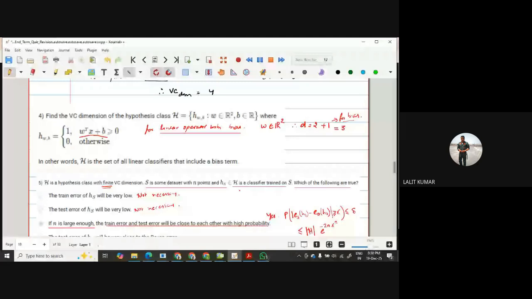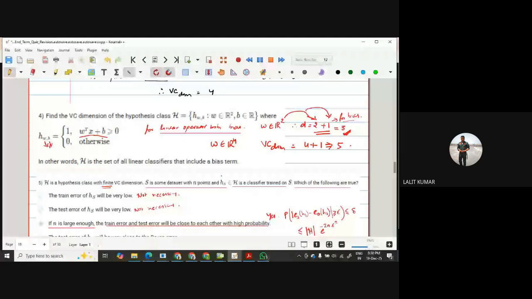Then we come to the VC dimension of the hypothesis class HWB, where HWB is WTX. Remember, bias is also there. So for a linear operator with bias, D is equal to this, R is equal to 2 plus bias.